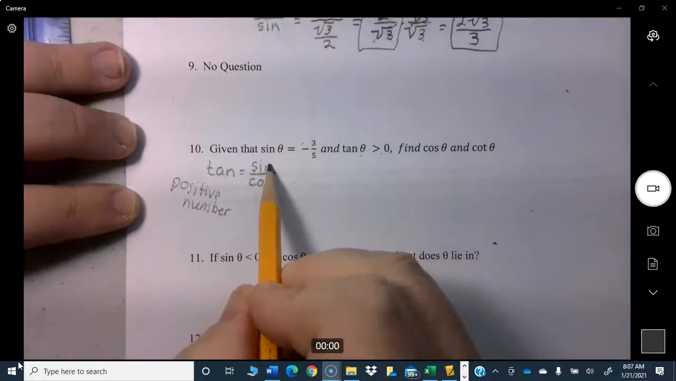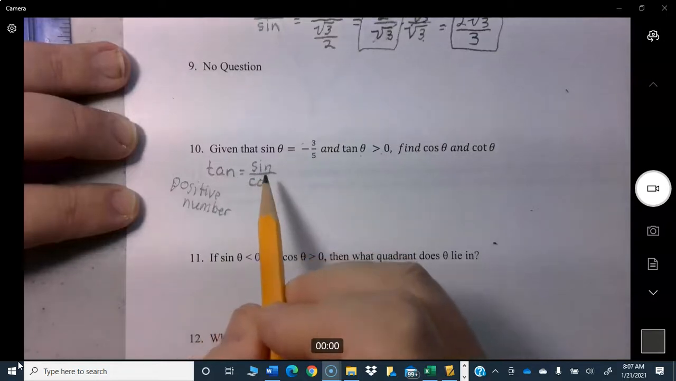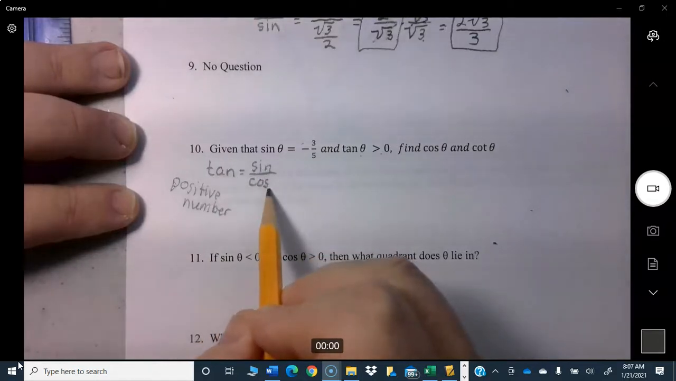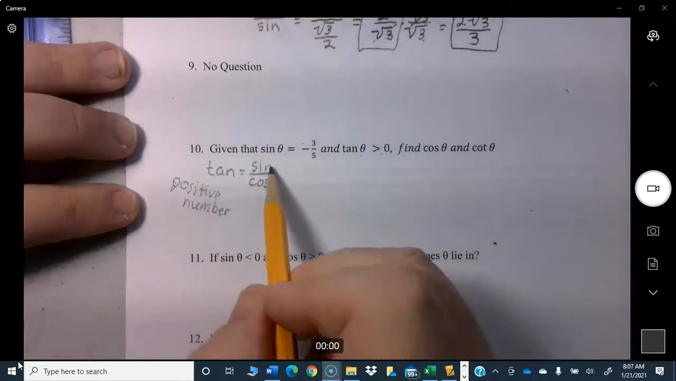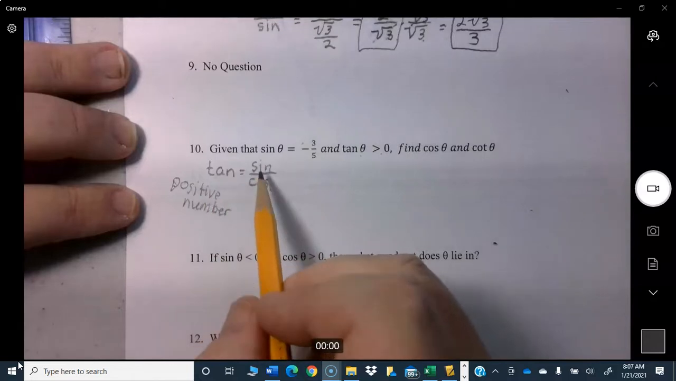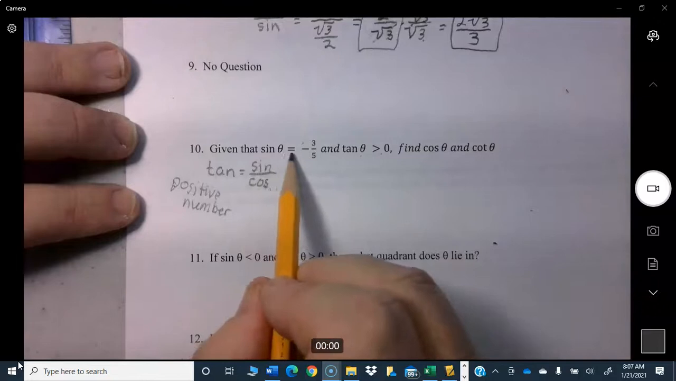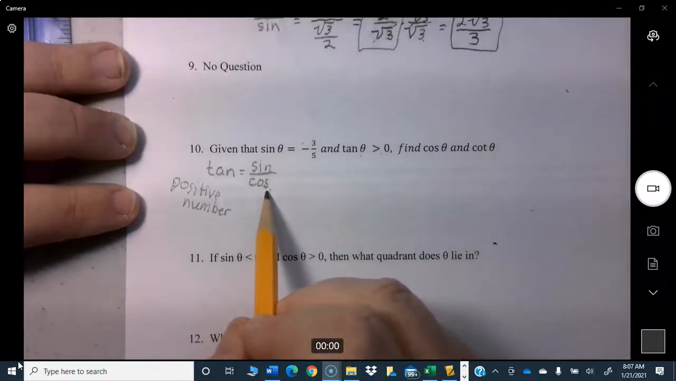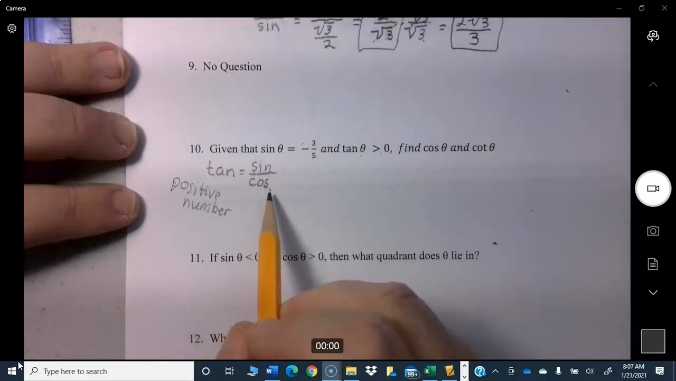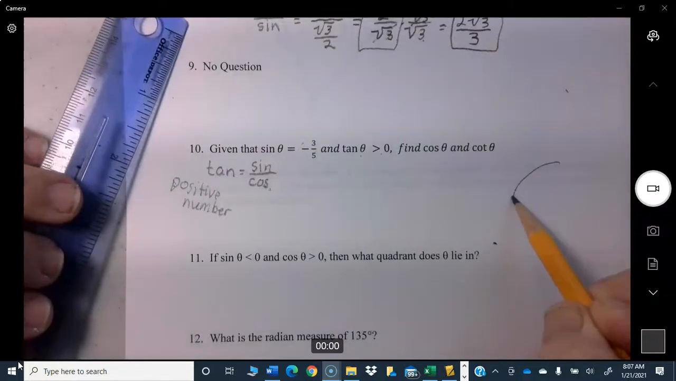What that means is that both the sine and the cosine have to be positive, or both have to be negative, right? Because in order to make this a positive number, they both have to be positive or both negative, so negative over negative turns into a positive. Well, since we see right here that sine theta is negative, then cosine must be negative as well. So what we're going to do is draw a circle over here, like we did on the previous problem.